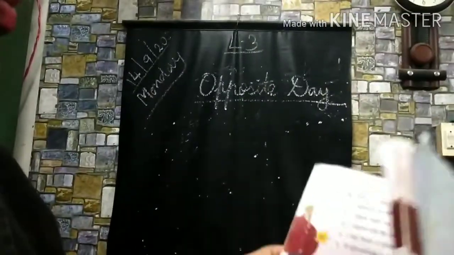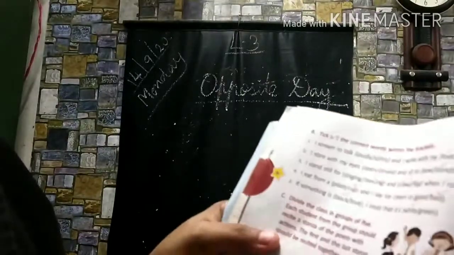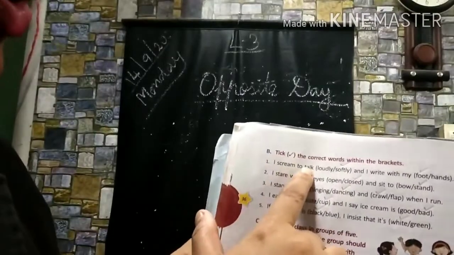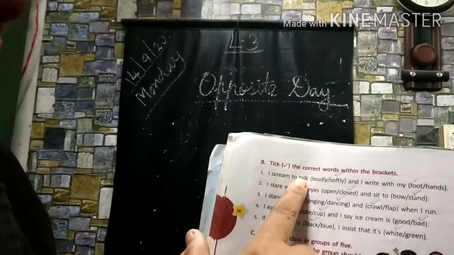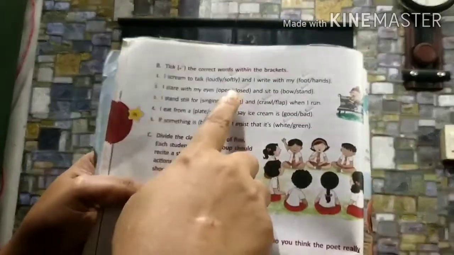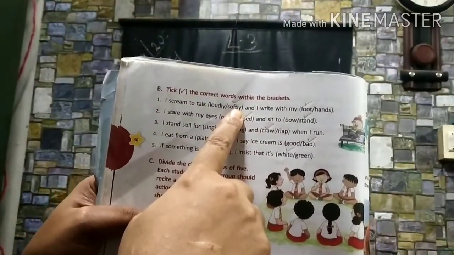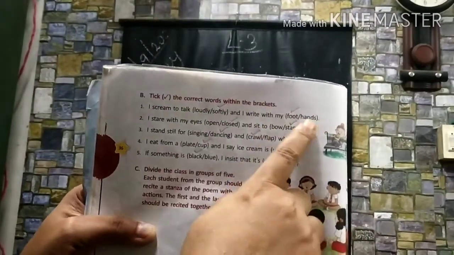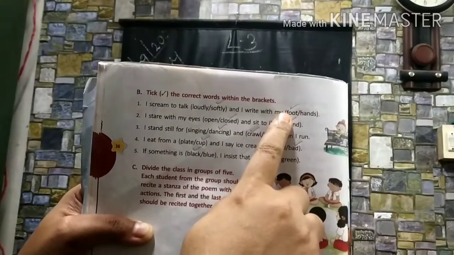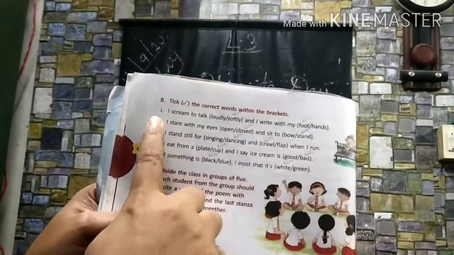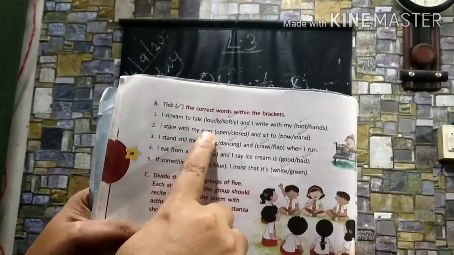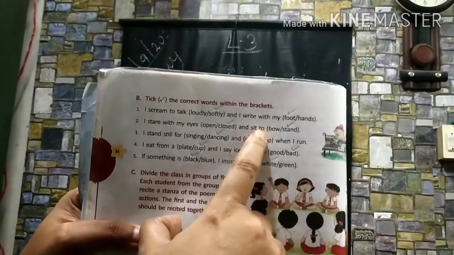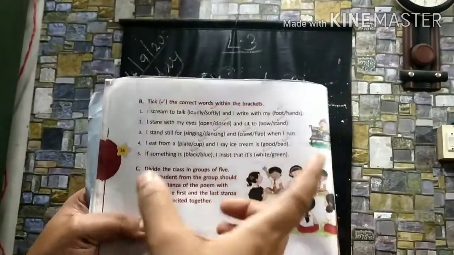Turn the page. Now here, tick the correct words within the brackets. I scream to talk. Why is he screaming? Why is he shouting? Yes, for softly, isn't it? He is shouting for a soft voice. And I write with my hands or foot. He is writing there in the poem with his foot. Second one, I stare with my eyes, staring with the eyes closed. And sitting to what? Stand. For sitting he is standing.